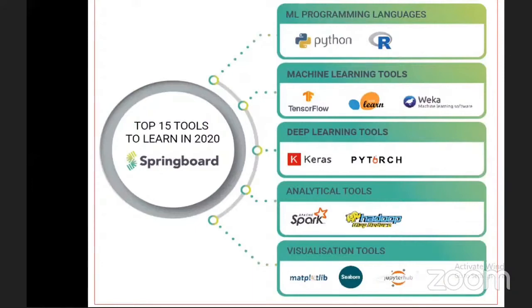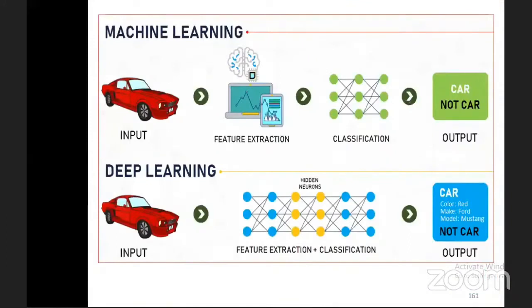And what is the difference between machine learning and deep learning? See, human intervention is present in machine learning. There is no human intervention in deep learning. My dear participants, faculty members, please observe this diagram. You can extract more knowledge and more inference from this image. See the difference between machine learning and deep learning. The input I'm giving is the same, and finally the output I'm getting is also the same, whether it is a car or not. But human intervention is present in machine learning. There is no human intervention in deep learning. Feature extraction, then classification, final output.